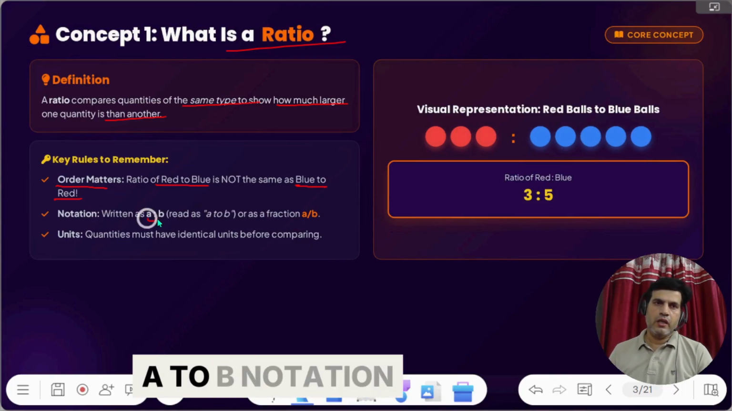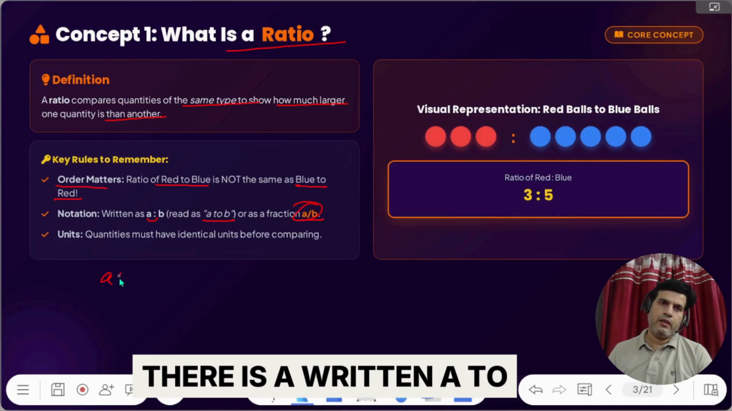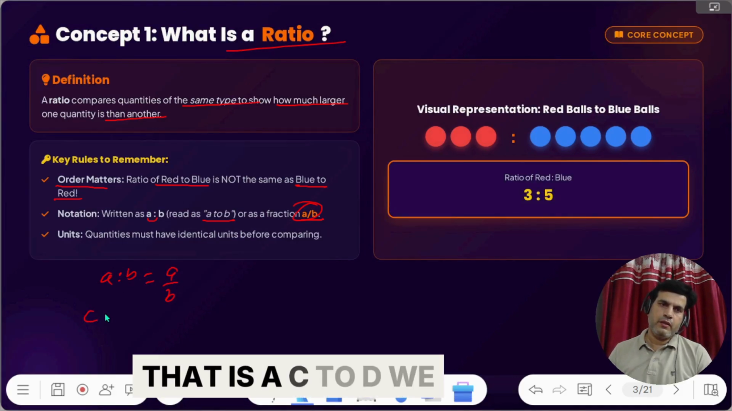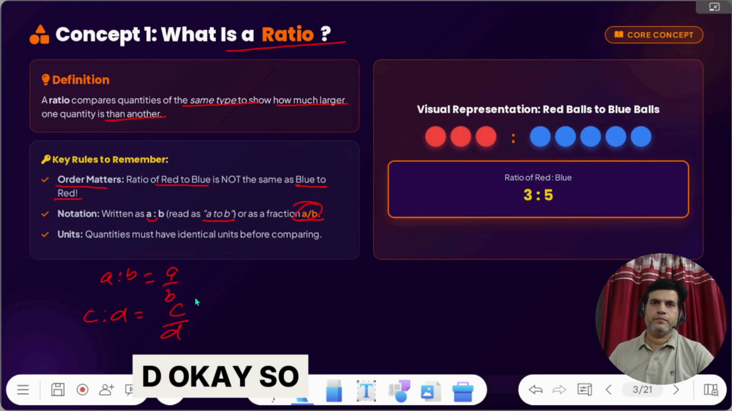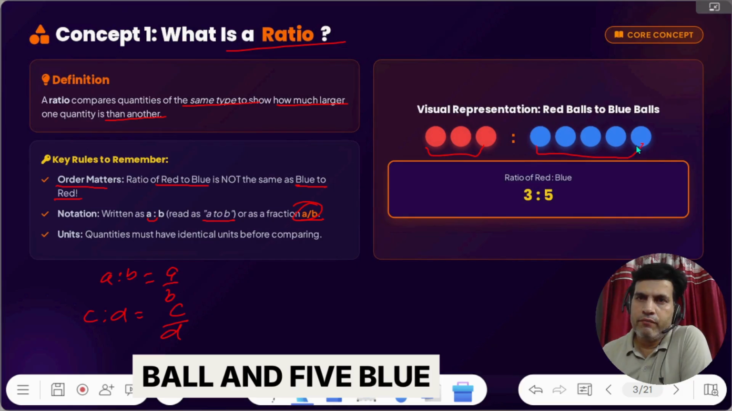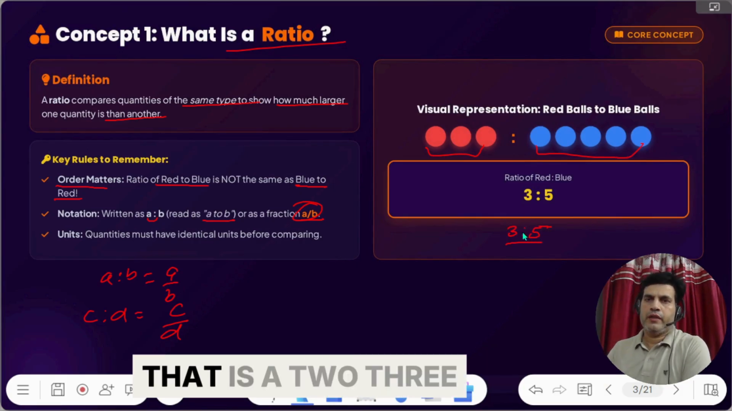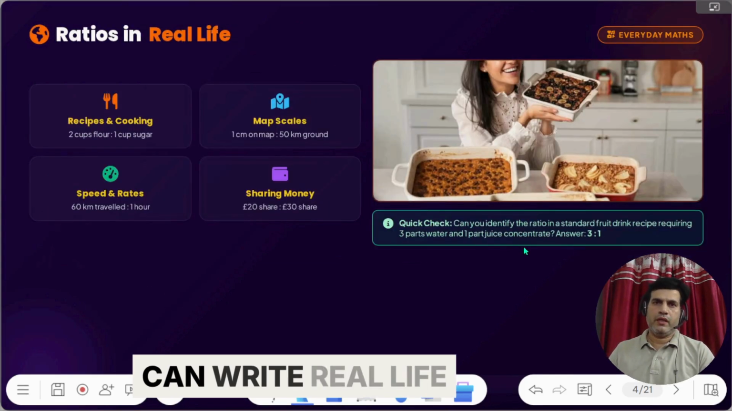Notations: A to B is written as A:B. If there is A to B, we can write A:B. If it is C to D, we can write C:D. Okay, so if there are 3 red balls and 5 blue balls, we can write 3 to 5, that is 3 ratio 5, we can write.